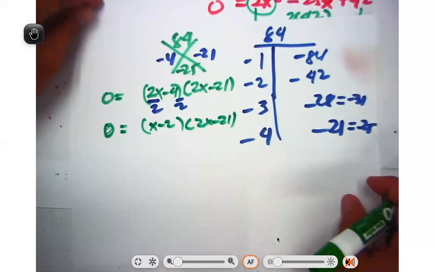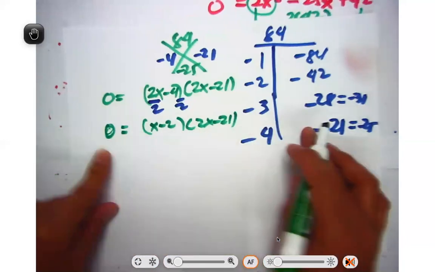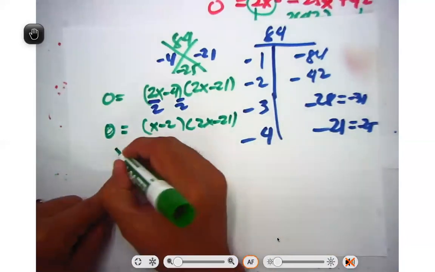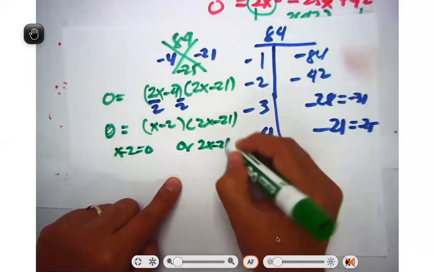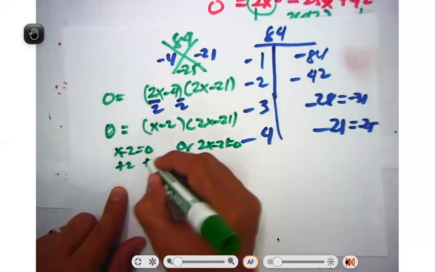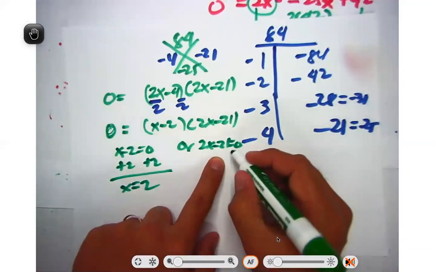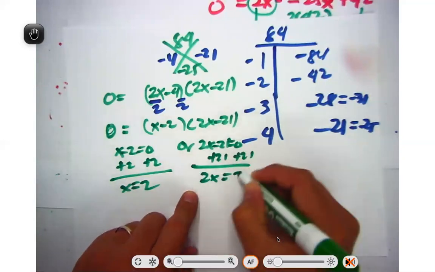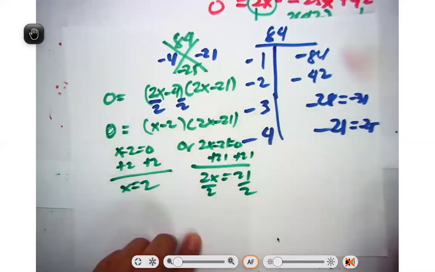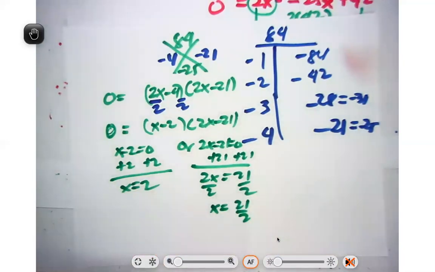All right, now let's solve for x by setting its factor to 0. We have x minus 2 equals 0, or 2x minus 21 equals 0. Of course, plus 2 here. Your x is equal to 2. How about here? Plus 21, plus 21. You have 2x equals 21, divided by 2. X will be 21 over 2. All right, which one here do you think is the solution?